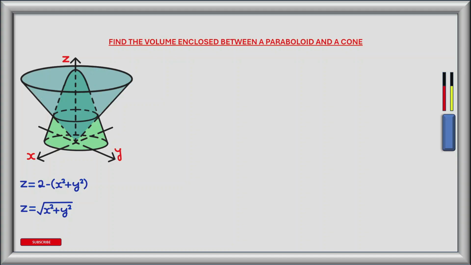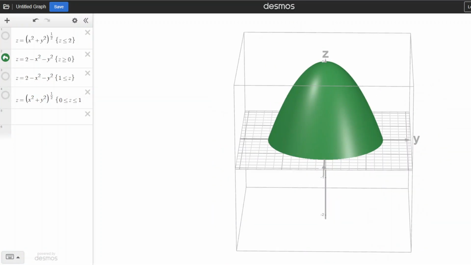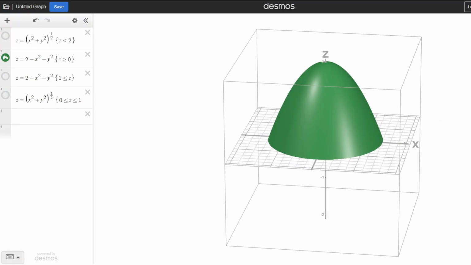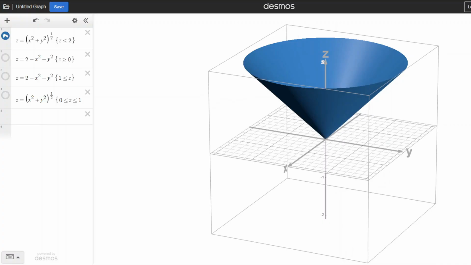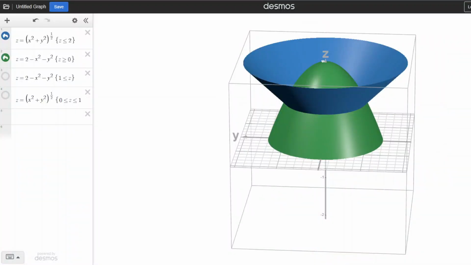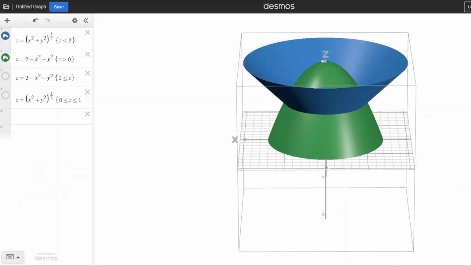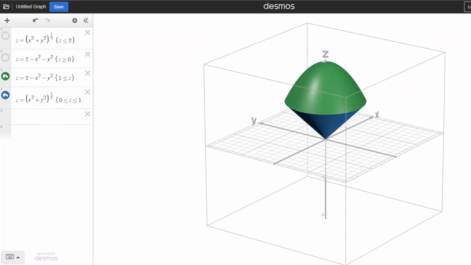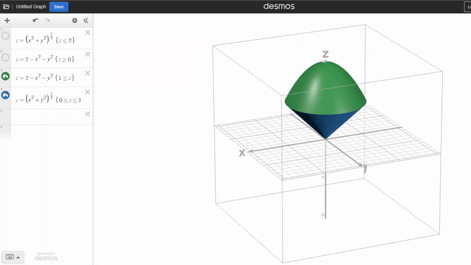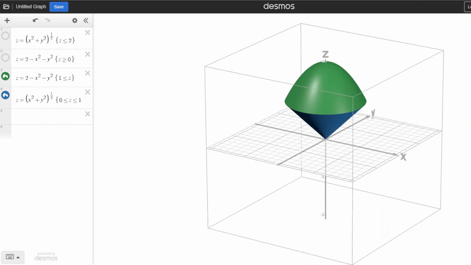Let's take a look at this structure in 3D form using a graphing tool. So this is the paraboloid in isolation, and this is the cone in isolation. And putting the two together, we get this structure. And if we limit the structure to where the two intersect, we get this, and we want to find the volume within.